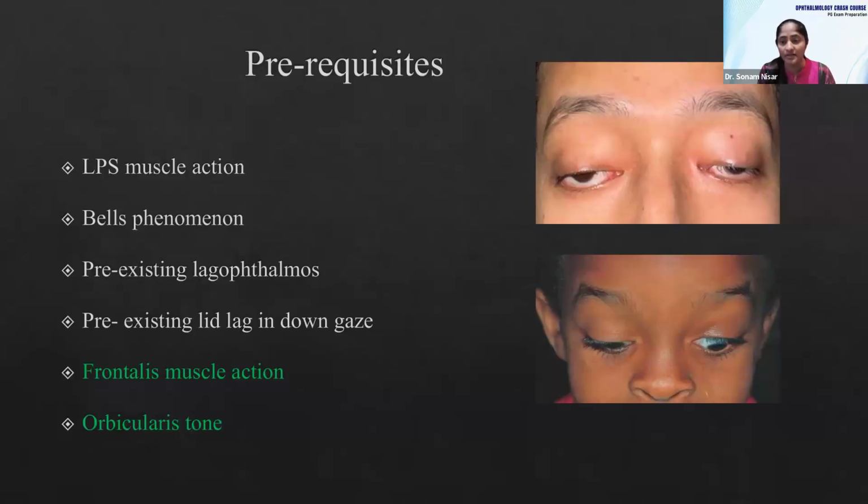One important point, Dr. Ashwati, can you please mute yourself? Sorry, Dr. Sonam. Dr. Ashwati Neena, can you please mute yourself?